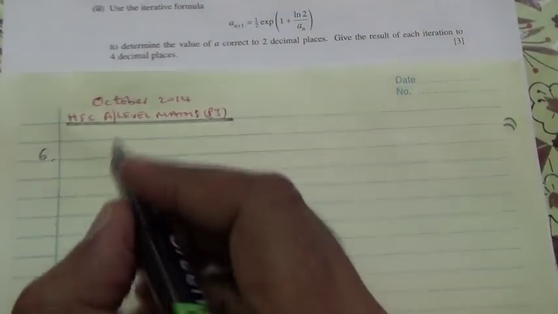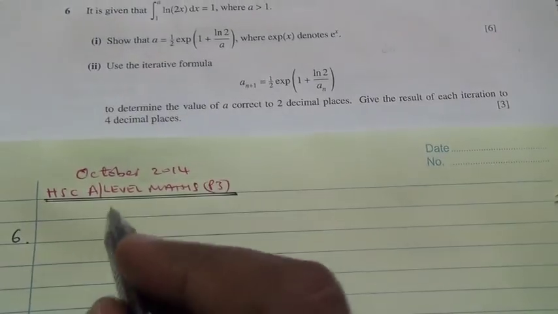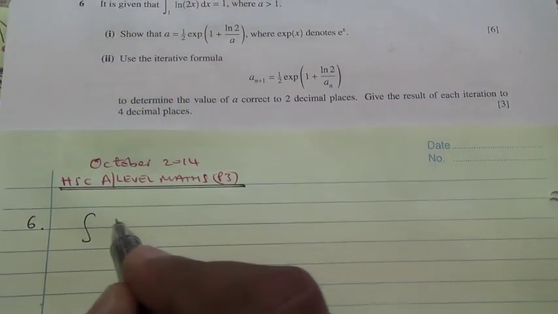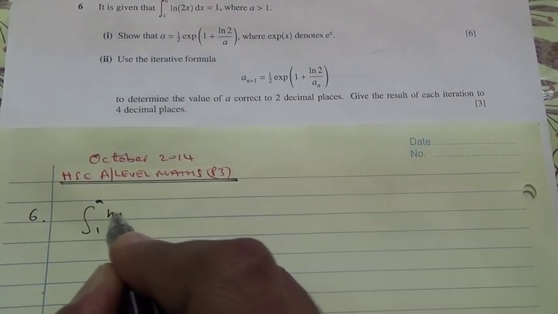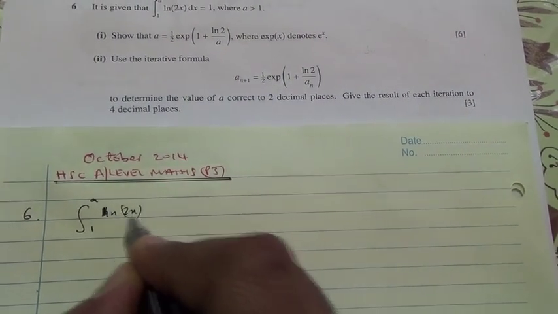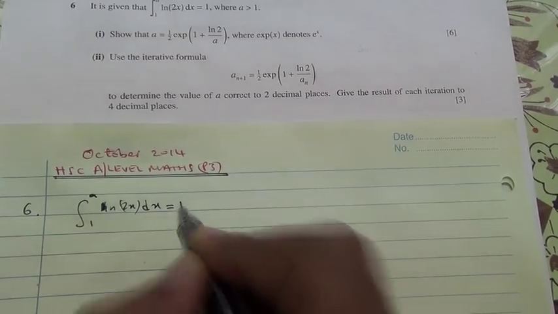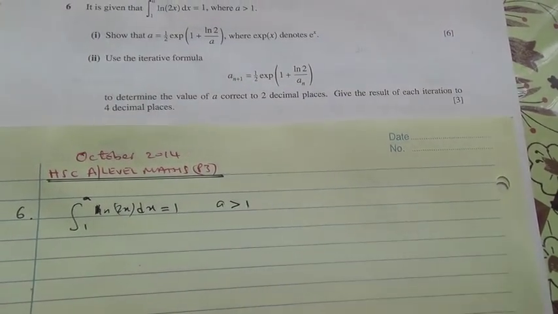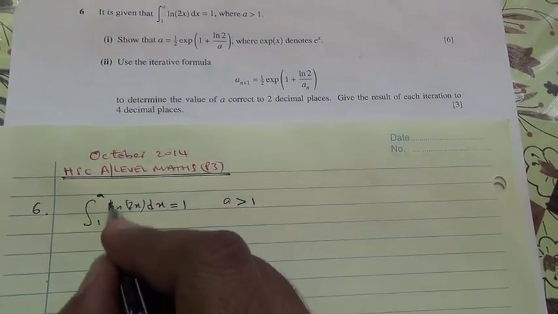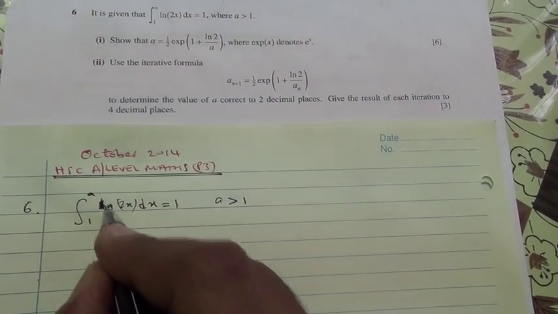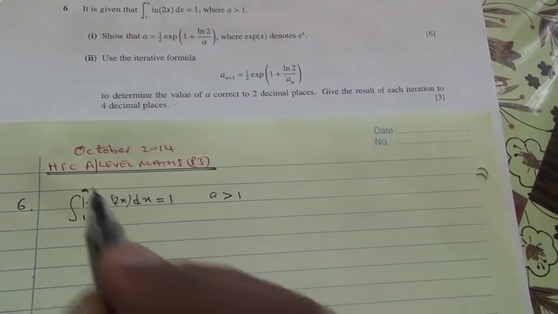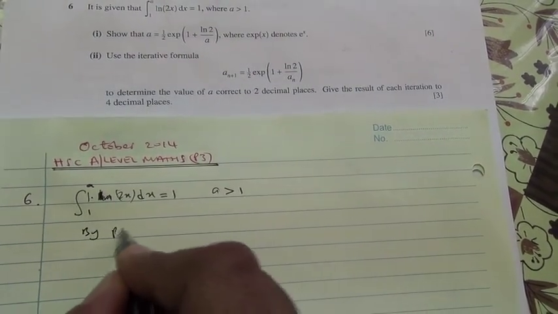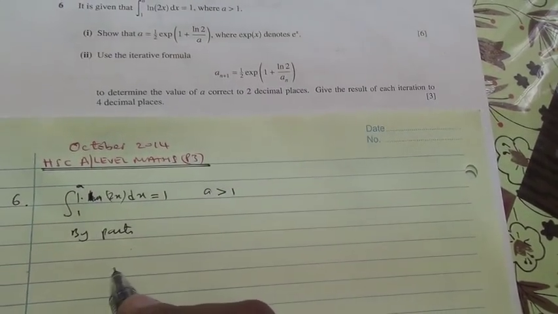Okay. Right, for the first part, we have the integral of ln 2x dx is equal to 1 where a is greater than 1. So, pardon me for my handwriting here. How are we going to do this? This is like 1 times ln 2x, so we're going to use integration by parts. And what is integration by parts?